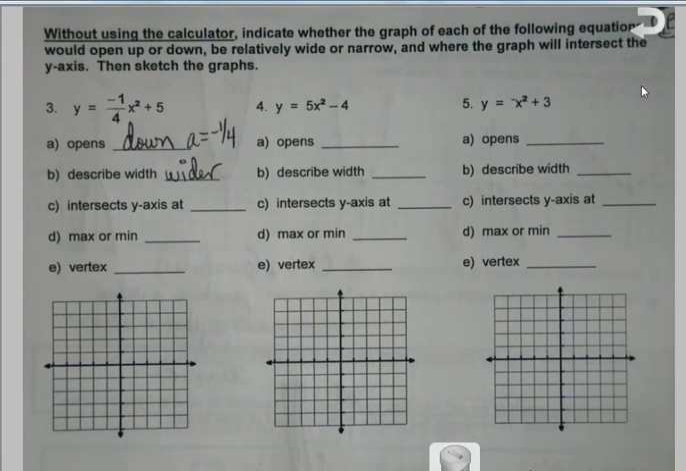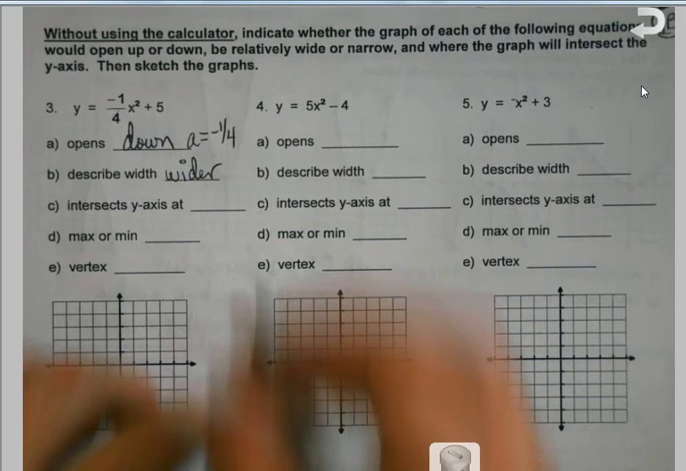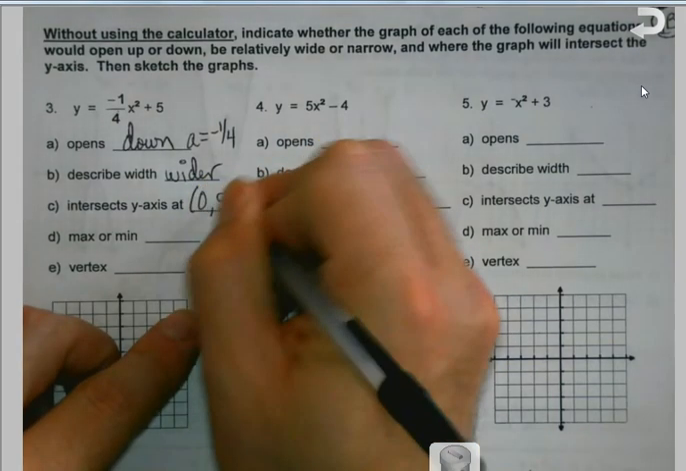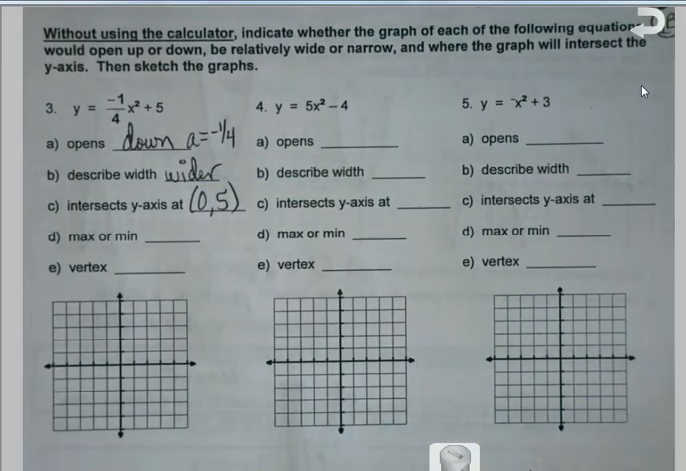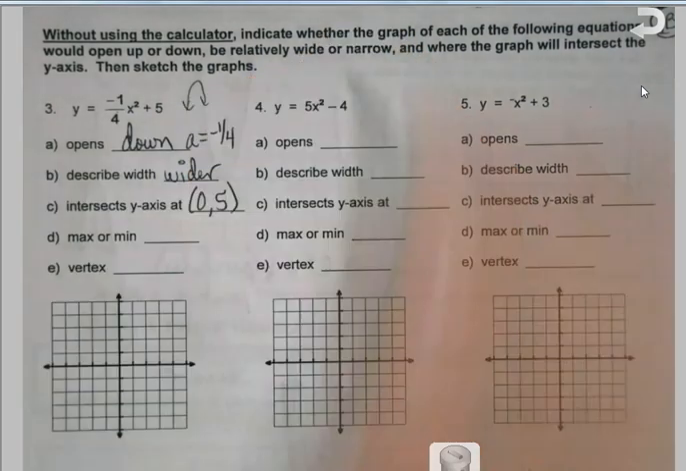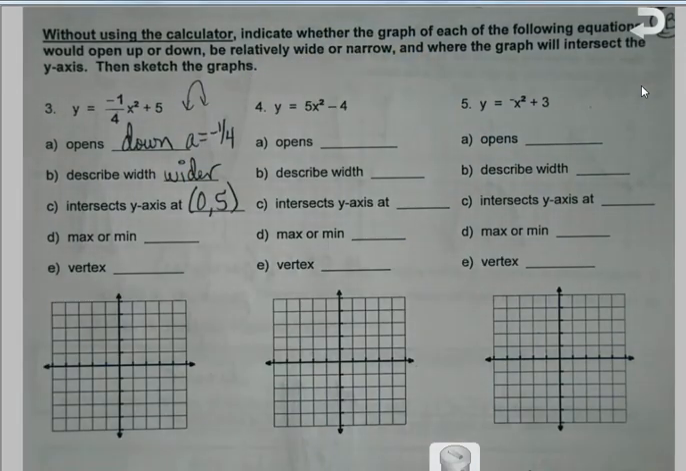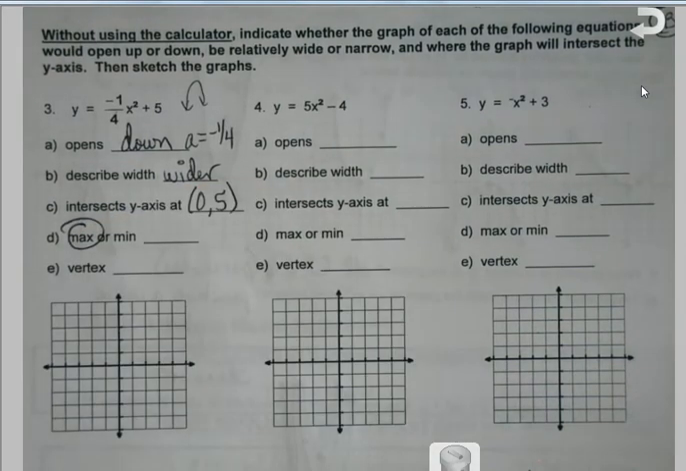Where are we going to intersect the y-axis at? 5. Yeah, at 5. And again, we want to keep putting things as coordinate points. So since it's my y-intercept, my 5 will go in the y spot, 0 will always go in my x. So if it opens down, am I going to have a maximum or a minimum? Max, because we're going to be at the top. I'm just going to circle that.